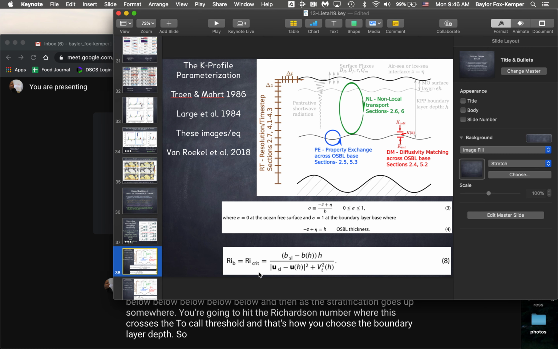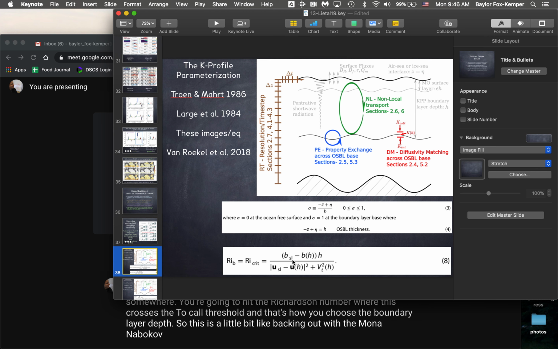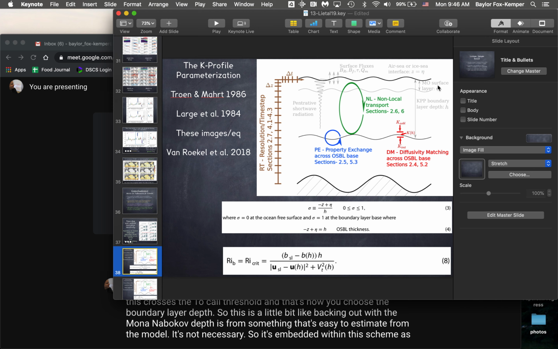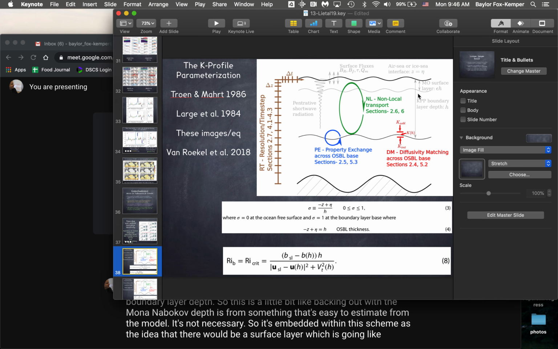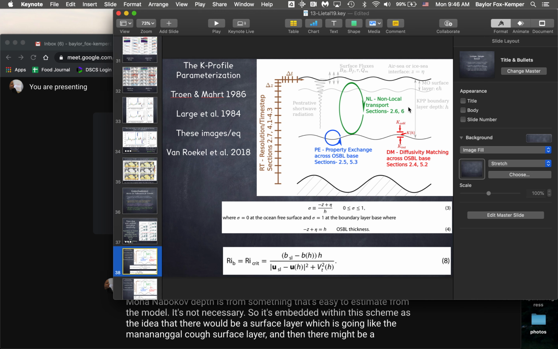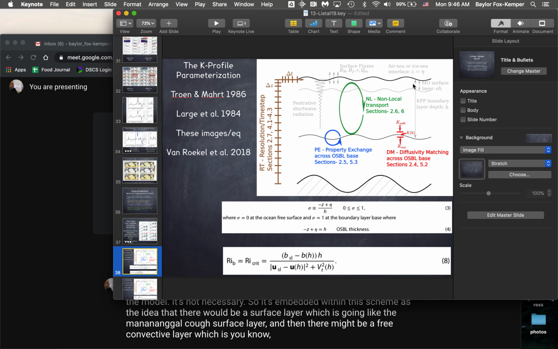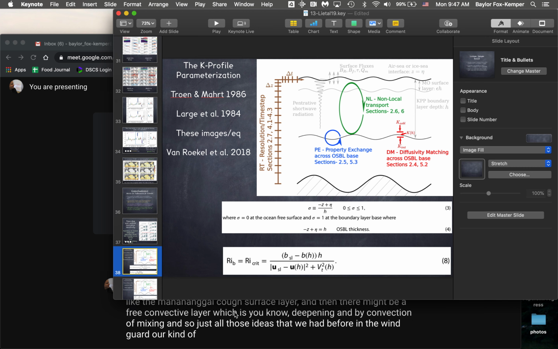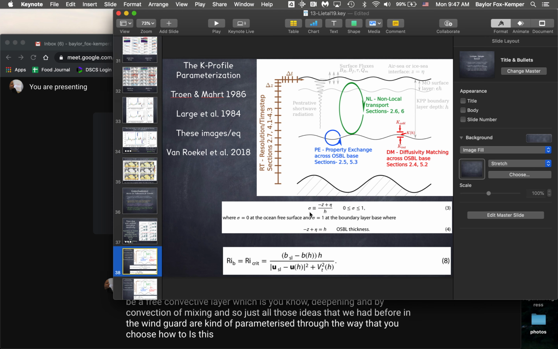So this is a little bit like backing out what the Monin-Obukhov depth is from something that's easy to estimate from the model. Embedded within this scheme is the idea that there would be a surface layer, like the Monin-Obukhov surface layer, and then there might be a free convective layer, which is deepening by convective mixing. And so all those ideas that we had before in the w-star are kind of parameterized through the way that you choose how to use this dependence on this depth.